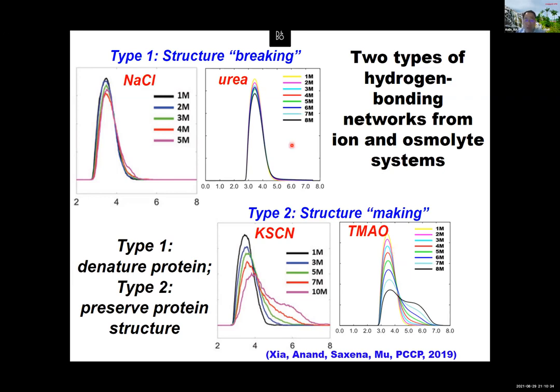You can see this is the result, again for the Betti curve. Urea and NaCl have very similar patterns. With the increase of concentration, there is only a slight decrease of the peak value. But for TMAO, we have a very similar result to KSCN. There is a huge decrease in the peak value and then an increase in these regions.